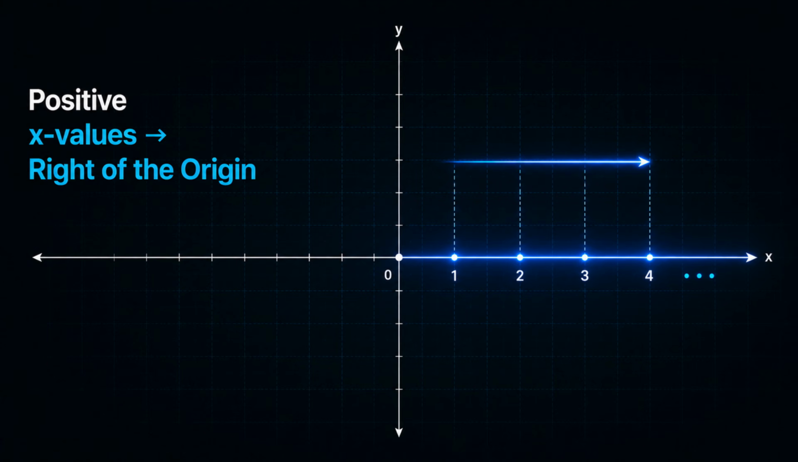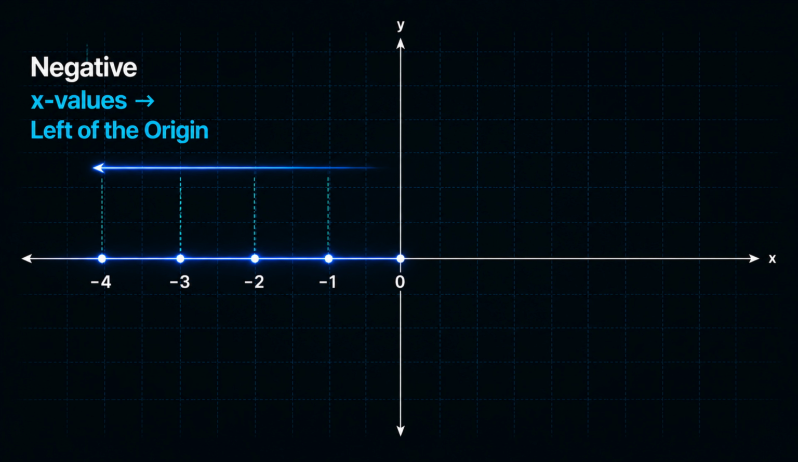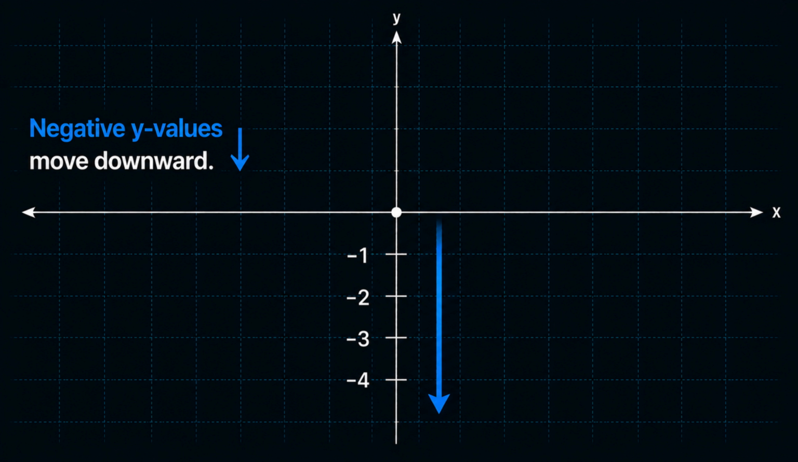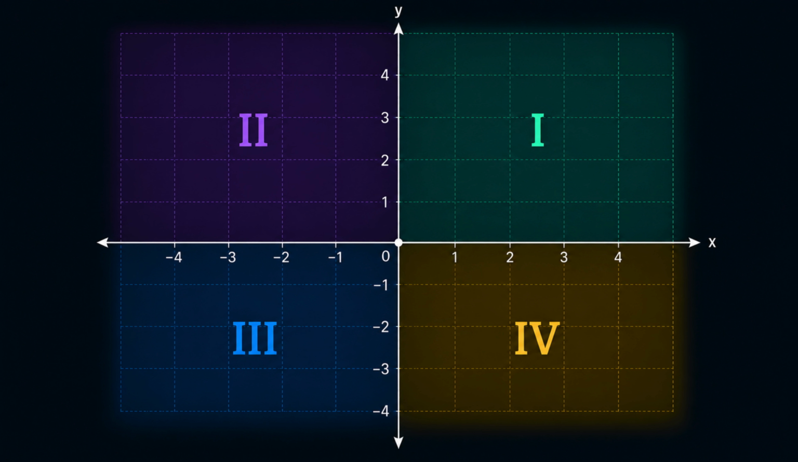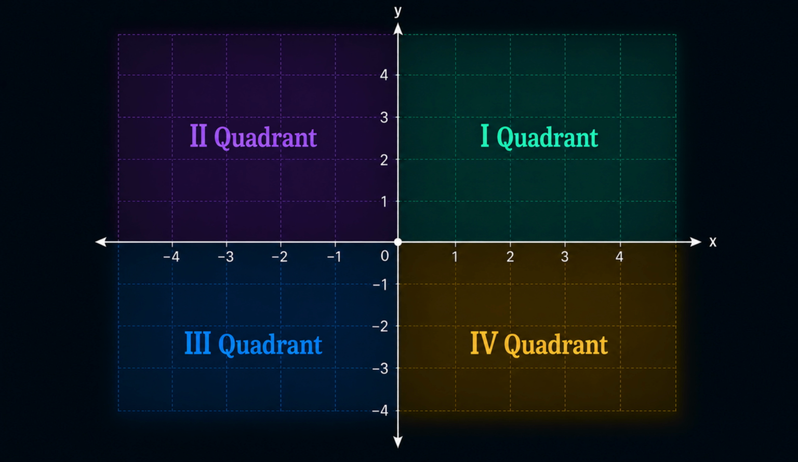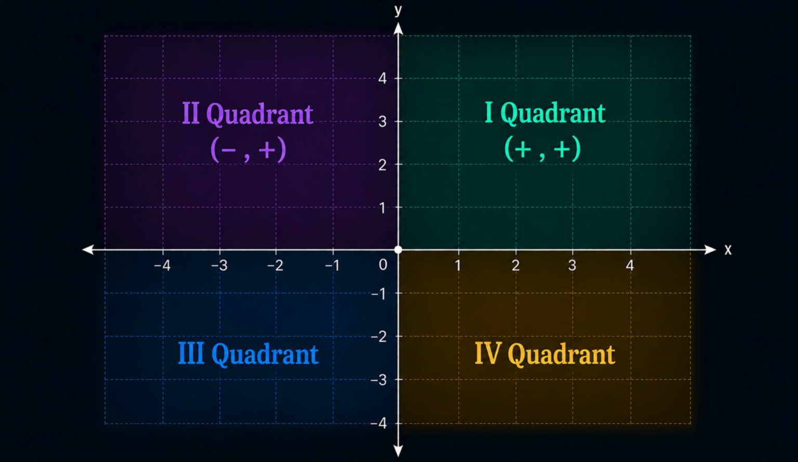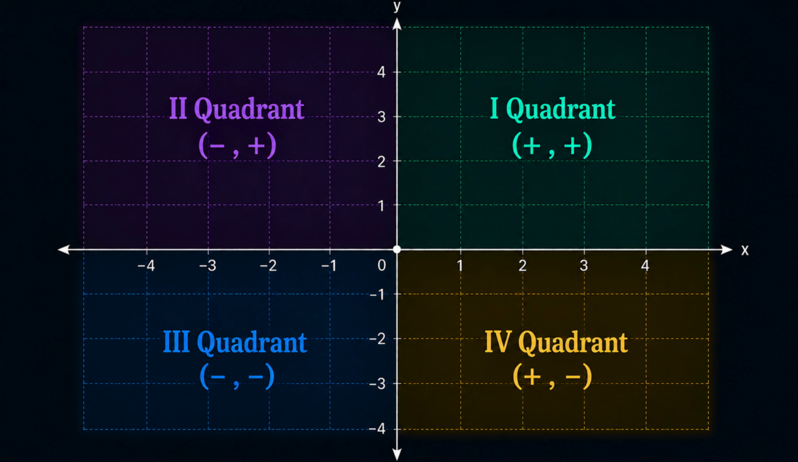Positive x values extend toward the right. Negative x values extend toward the left. Similarly, positive y values move upward, while negative y values move downward. The two axes divide the plane into four regions, called quadrants. Quadrant 1 contains points where both coordinates are positive. Quadrant 2 contains negative x values and positive y values. Quadrant 3 contains both coordinates negative. Quadrant 4 contains positive x values and negative y values.